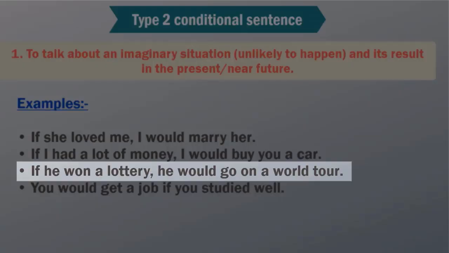Next example. If he won a lottery, he would go on a world tour. If he won a lottery, he hasn't won a lottery and is not going to win a lottery at all. He knows this, right? But he's just imagining, thinking about something which is very unlikely to happen, absolutely contrary to the reality, right?